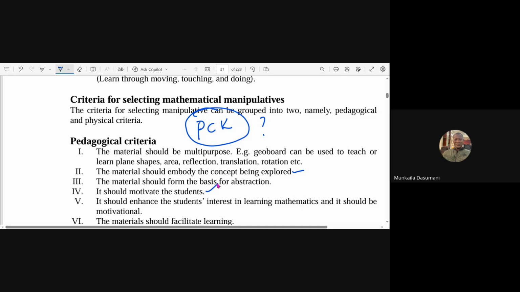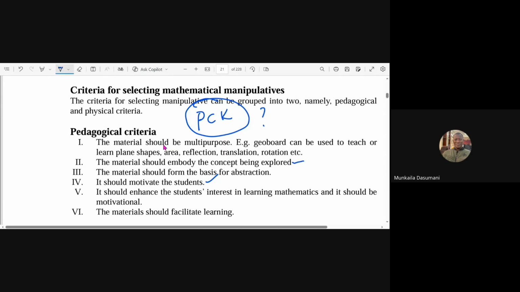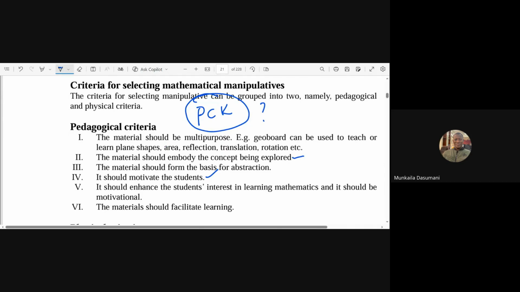It's motivating them. It's a form of fun. When they're getting that fun from it, they keep on doing it over and over. And it should enhance the students' interest in learning mathematics and should be motivational. If it's not progressing students' ability in maths, every day they are using it, there's no progress in the maths. It means that they will not feel like using it again. But when it improves their mathematical ability, that means that it motivates them to learn, and that makes it motivational for students to use it.